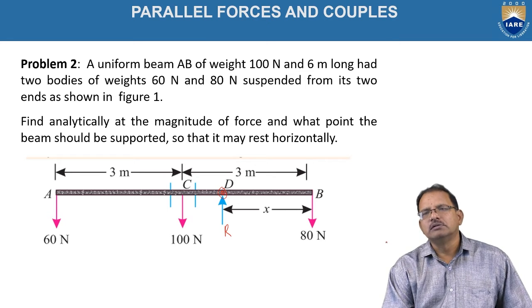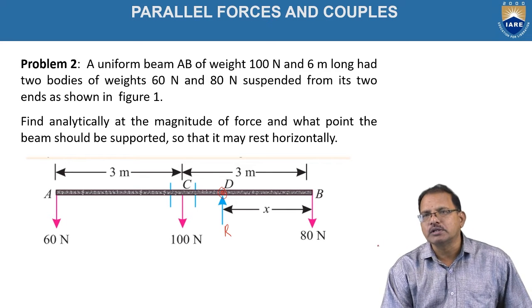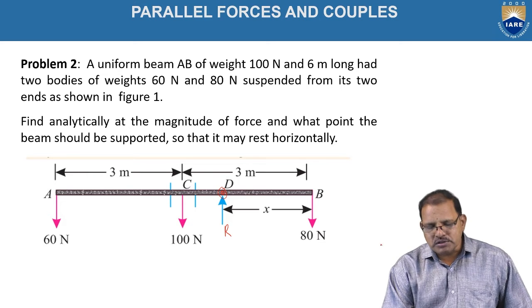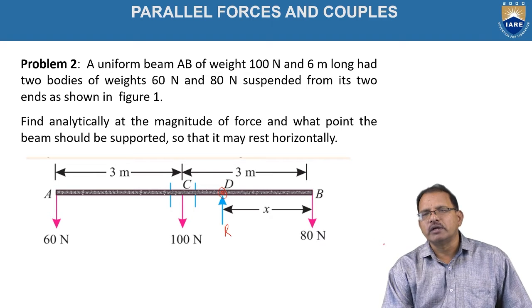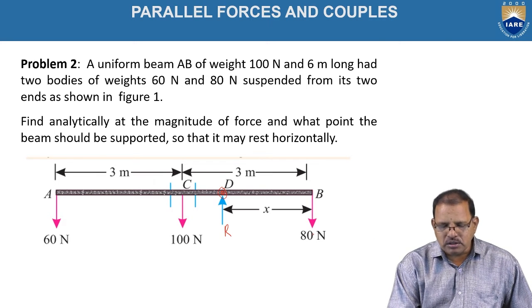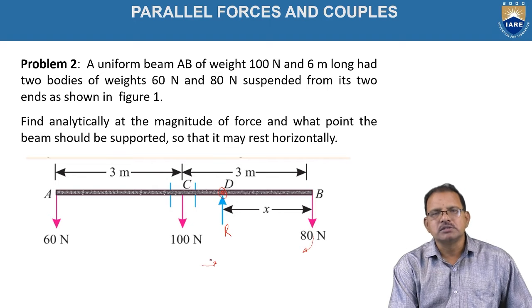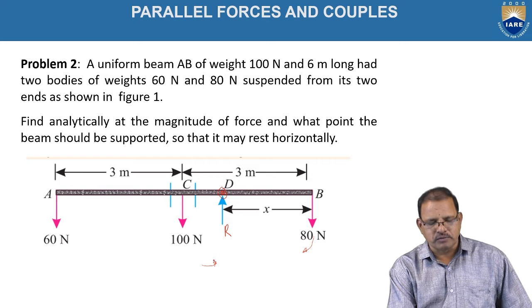At this point, the sum of the moments in the clockwise direction should be equal to that in the anti-clockwise direction, since the system is in equilibrium, or the sum of the moments should be equal to 0. According to this problem, forces which tend to rotate the body in the clockwise direction are treated as positive, and anti-clockwise as negative. So 80 tends to rotate the body clockwise, positive, and 100 newtons and 60 newtons tend to rotate anti-clockwise, negative.